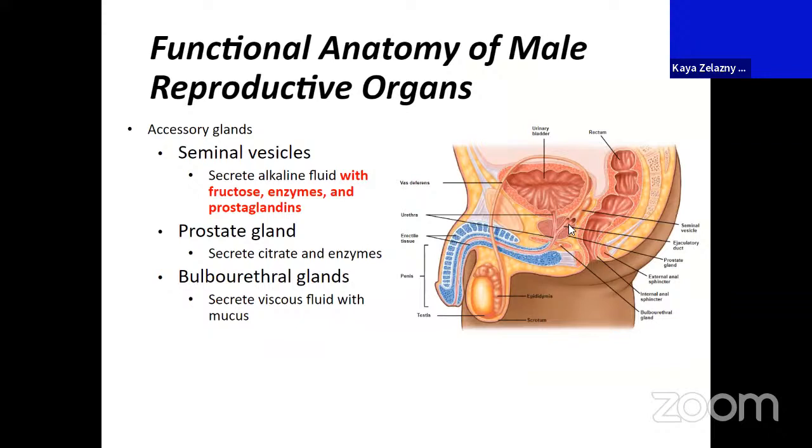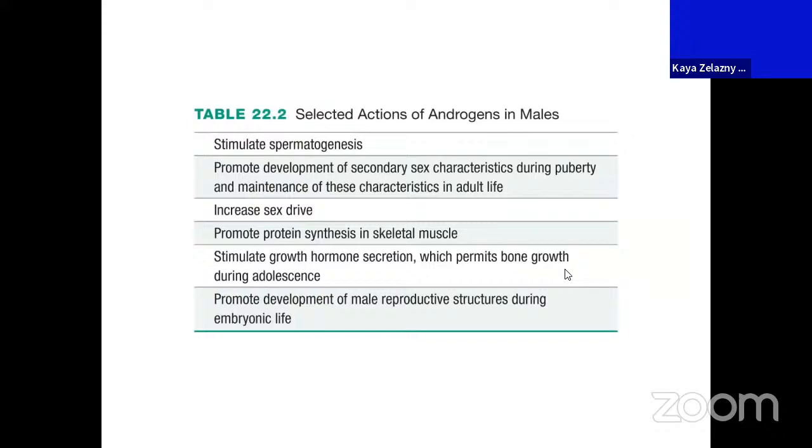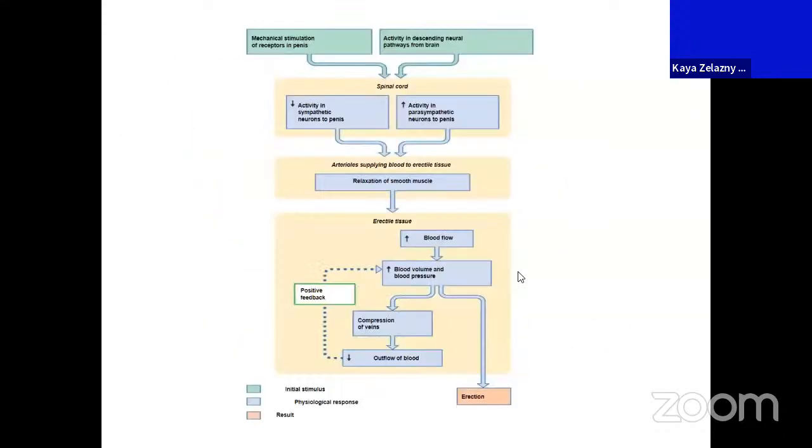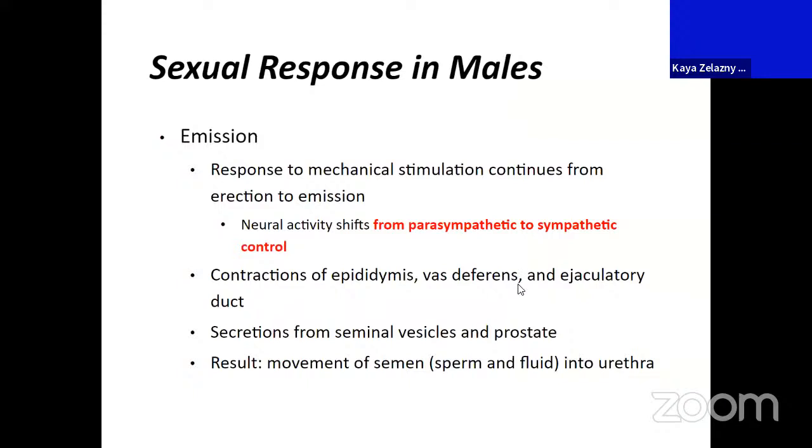Right here, so our ejaculatory duct, passing through the prostate, passing through the seminal vesicle. Getting us forward. So this is where we're picking up those secretions from the seminal vesicles and the prostate, because that's where we're located.